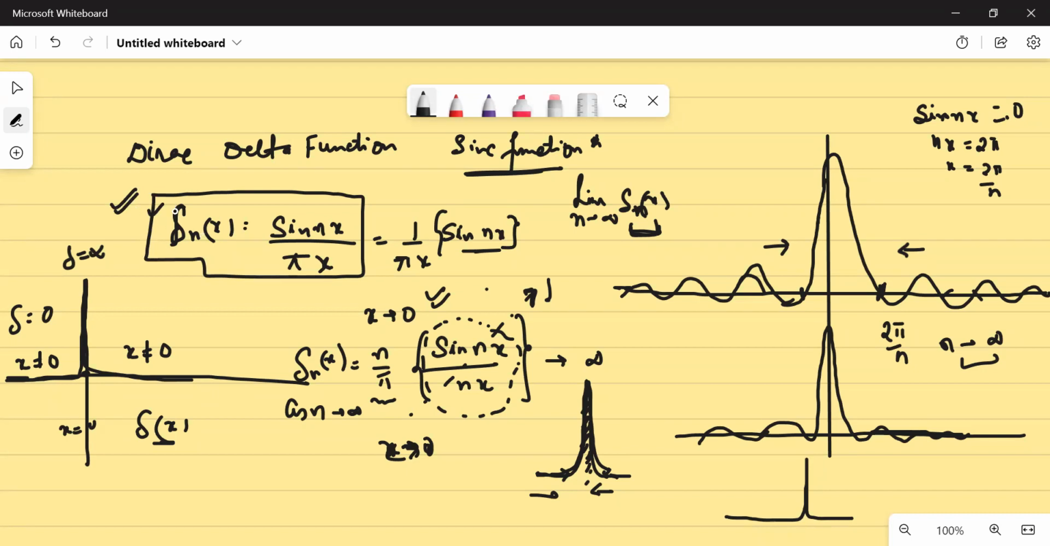So this is one other representation of writing the Dirac Delta function. This is yet another representation of writing the Dirac Delta function. Is that clear to you?